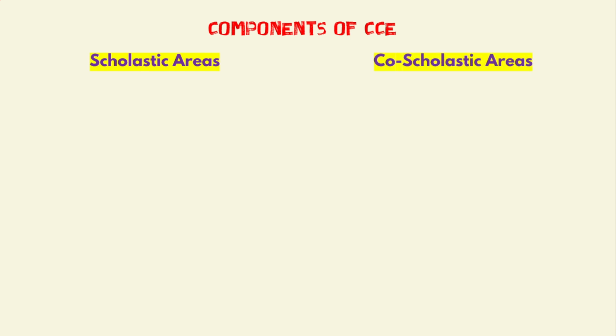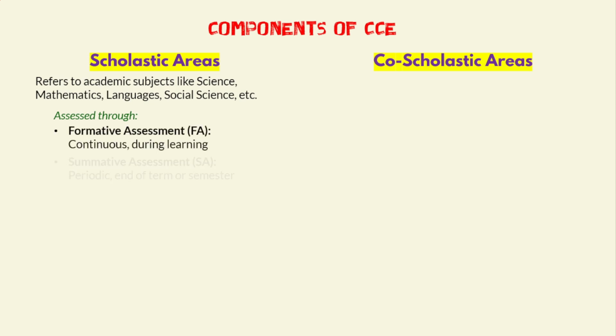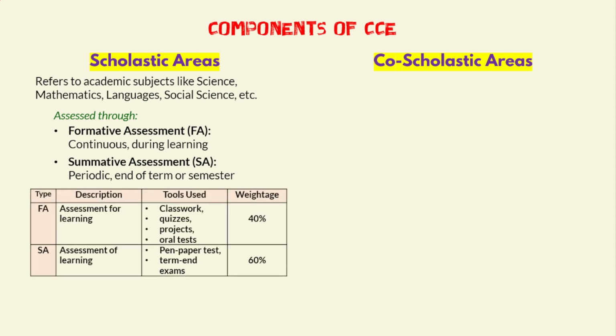Now the two main components of CCE are scholastic areas and co-scholastic areas. Scholastic areas refers to the academic subjects like science, mathematics, language, social science, etc. And this can be assessed through formative assessment, which is continuous and can be done during learning, and summative assessment, which is periodic and end of the term or semester. Now, formative assessment is assessment for learning, and summative assessment means assessment of learning.